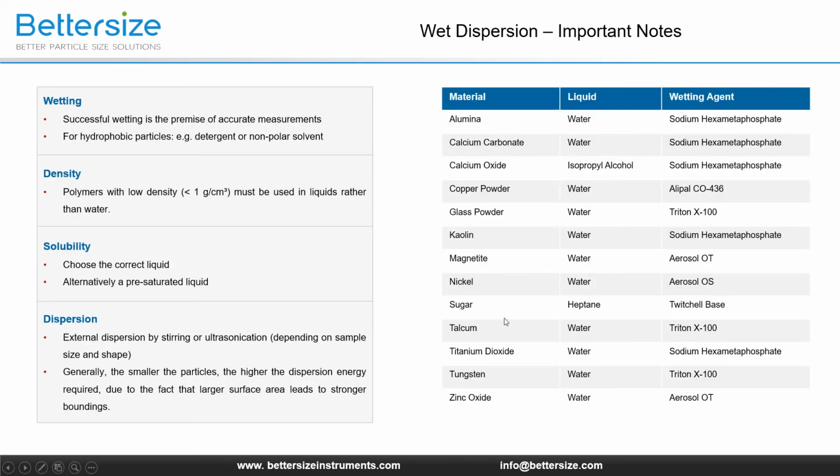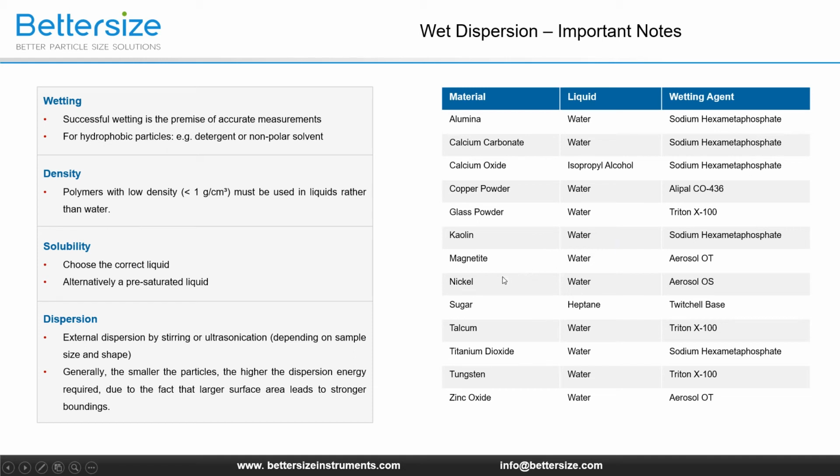Here are important notes when you are carrying out a wet measurement with the Betasizer 2600. The premise of accurate measurements is successful wetting. For hydrophobic particles, try to use detergents or non-polar solvents for wetting. Sample density and solubility in liquid must be considered. Some liquids and wetting agents for particular materials are displayed in the right table for your reference.